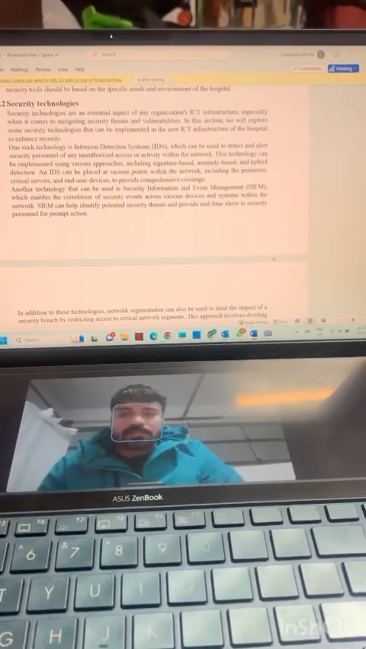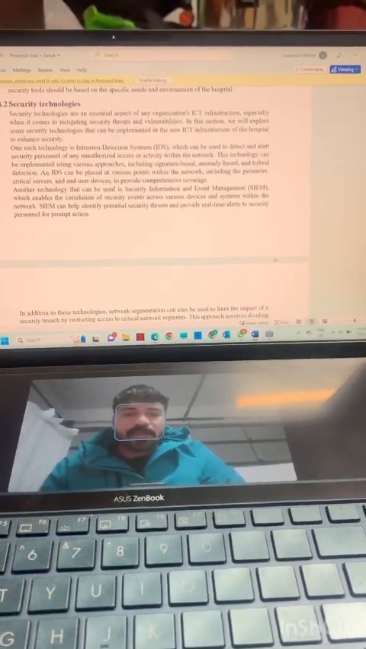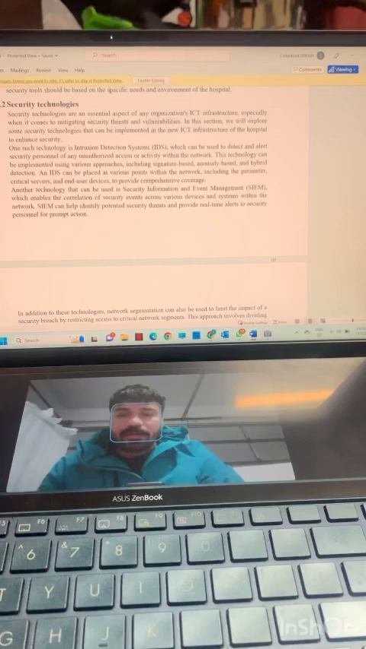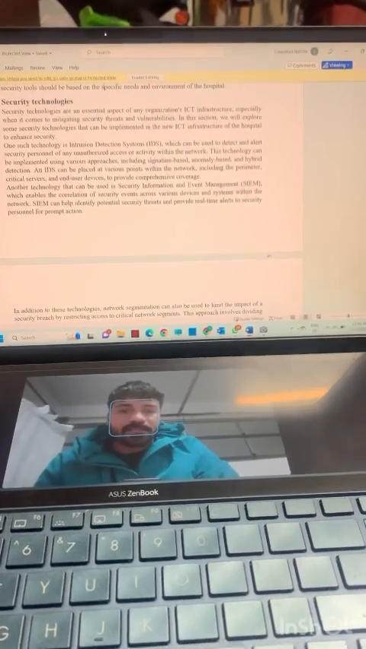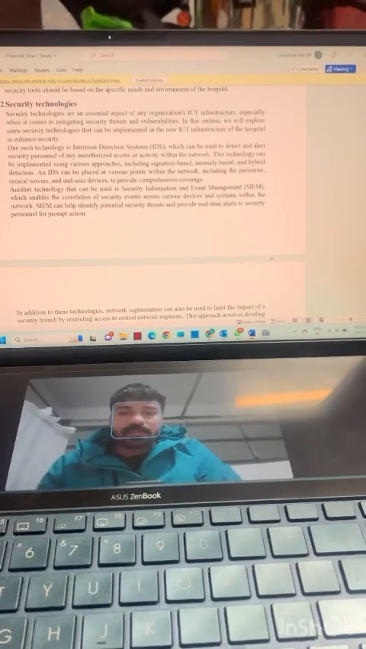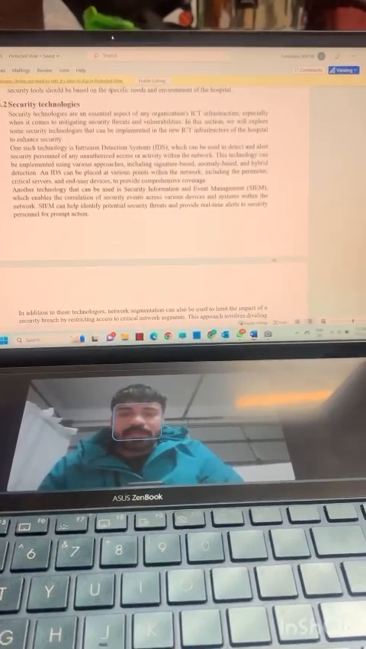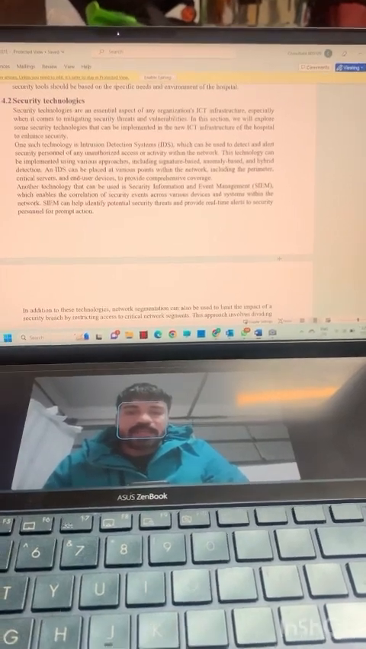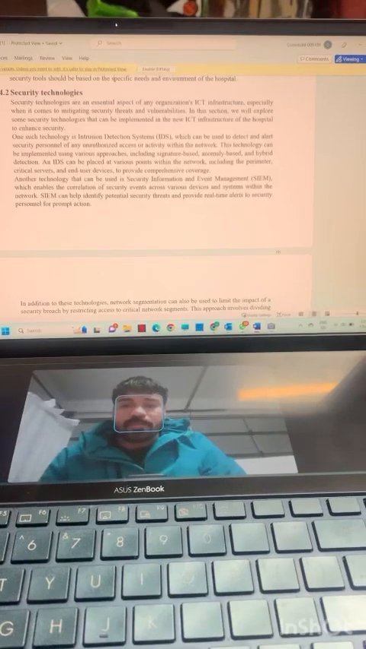Another technology that can be used is security information and event management, SIEM, which enables the correlation of security events across various devices and systems within the network. SIEM can help identify potential security threats and provide real-time alerts to security personnel for prompt action.